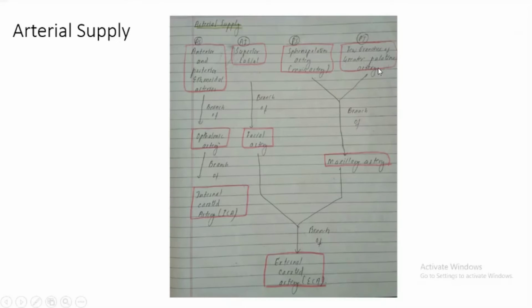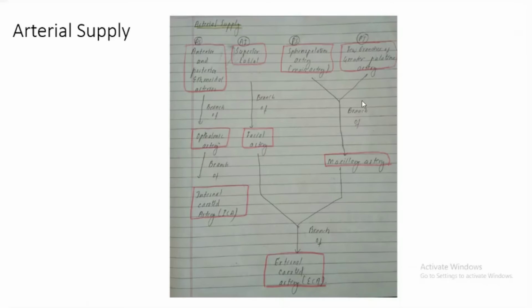The sphenopalatine artery supplies the posterior superior part, and the posterior inferior part is supplied by a few branches of the greater palatine artery. These two arteries are branches of the maxillary artery, which is further a branch of the external carotid artery. So from this diagram, we can understand that the main arteries supplying are the internal carotid artery and the external carotid artery, of which the sphenopalatine artery is the main artery supplying the nasal septum.